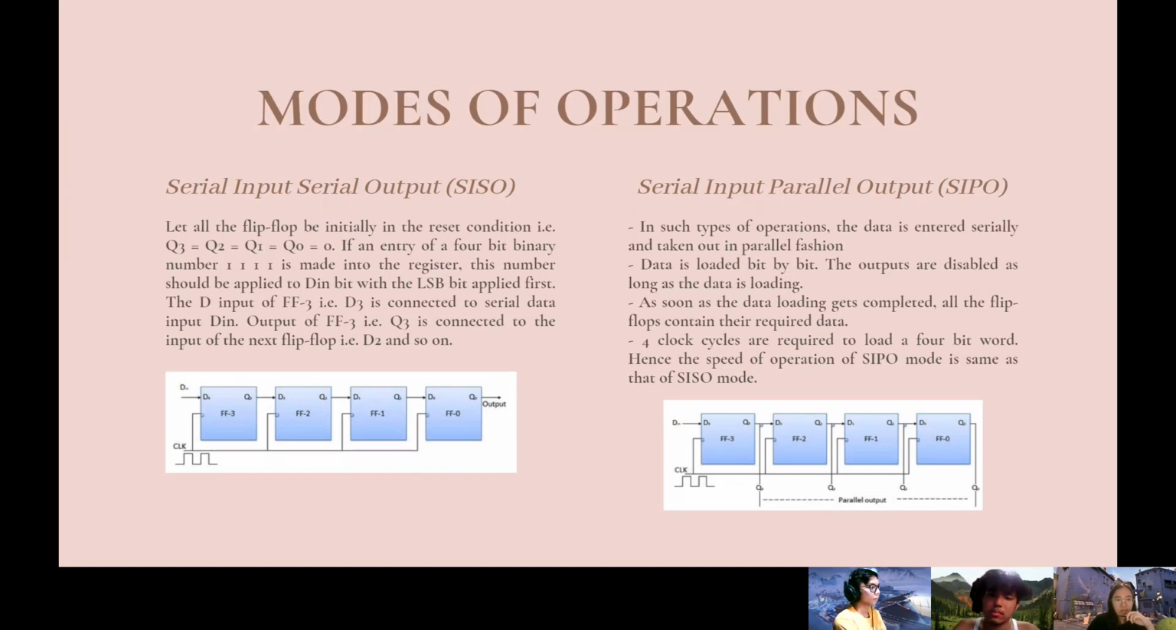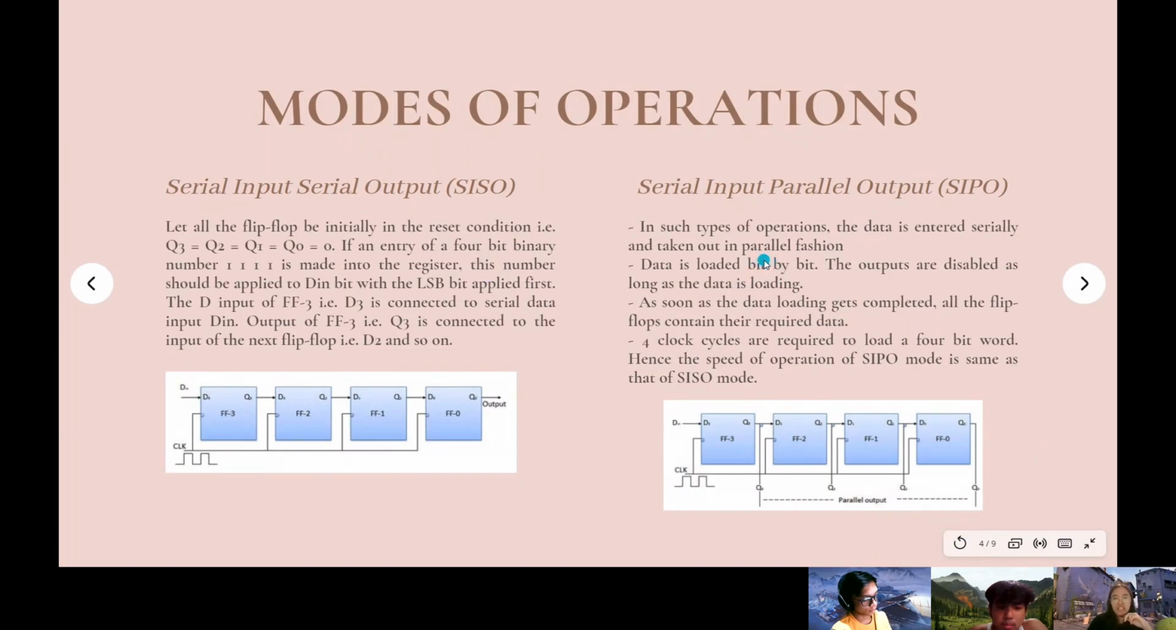If an entry of a 4-bit binary number 1111 is made into the register, this number should be applied to the D in bit with the LSB bit applied first. The D input of the first flip-flop, which is shown in the figure, is connected to the serial data input D in. The output, which is also shown in the figure, is connected to the input of the next flip-flop, and so on.